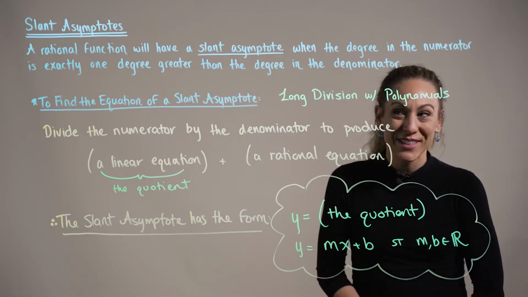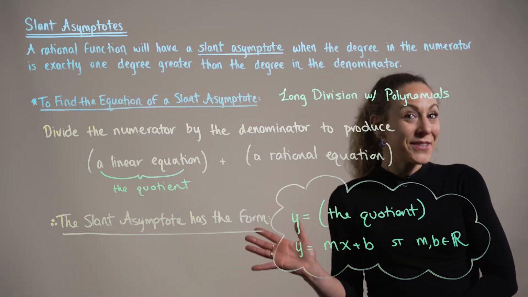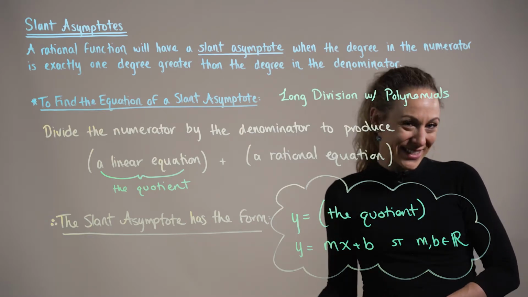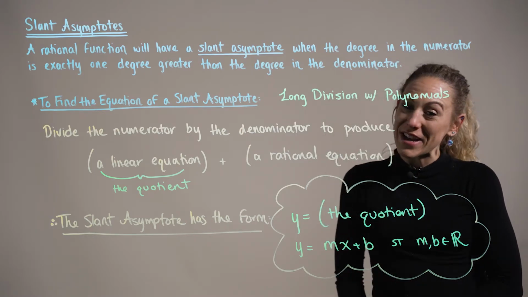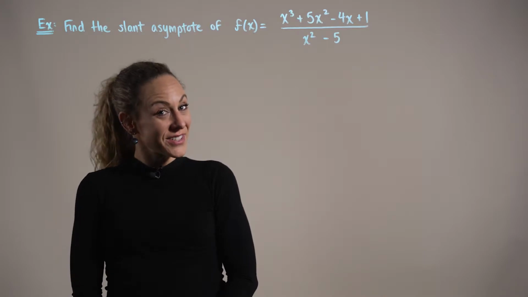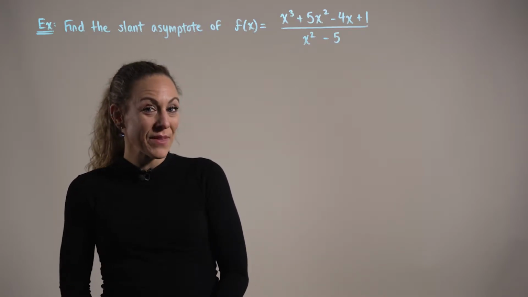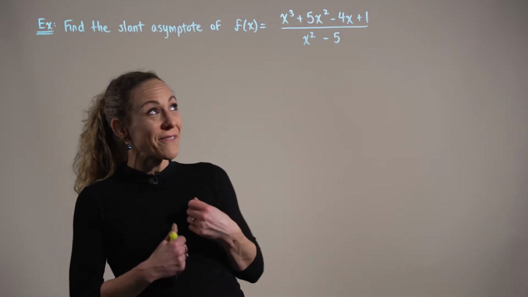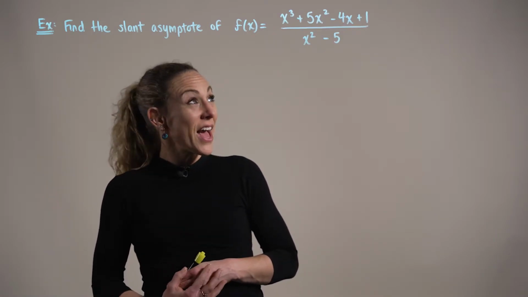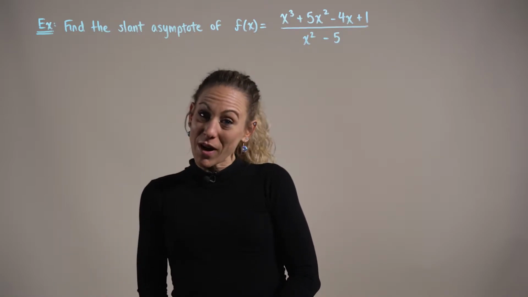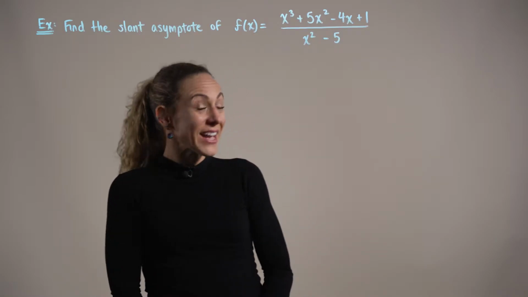Now, I know that long division with polynomials can sound a little bit scary, so to help make this less intimidating, let's go ahead now and consider the following example. So to help us better understand slant asymptotes, let's go ahead and find the slant asymptote for the rational function f of x is equal to x cubed plus 5x squared minus 4x plus 1, all divided by x squared minus 5.